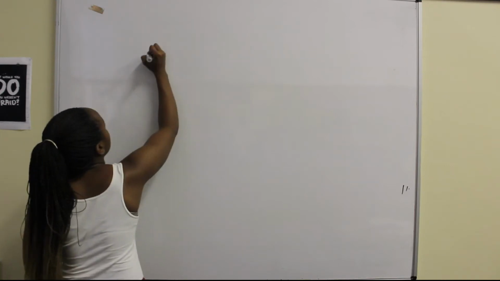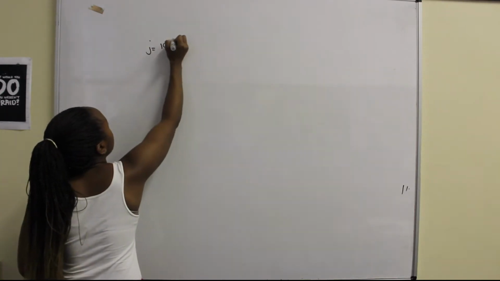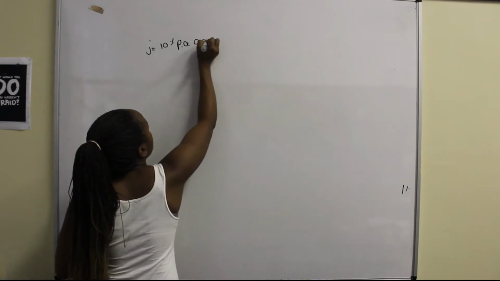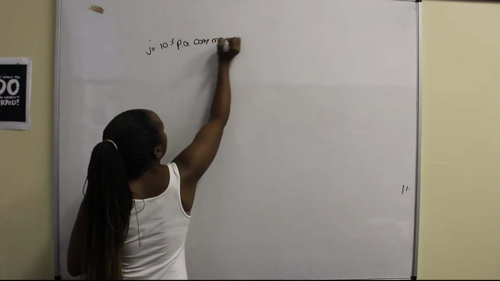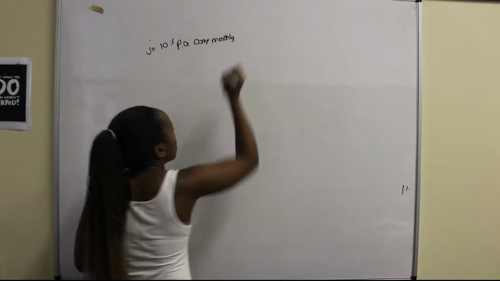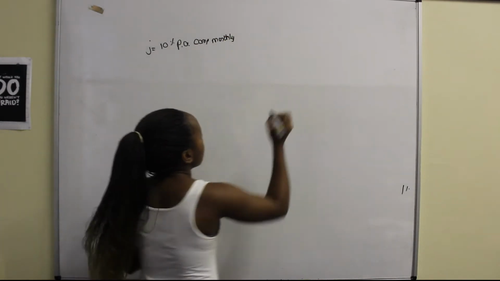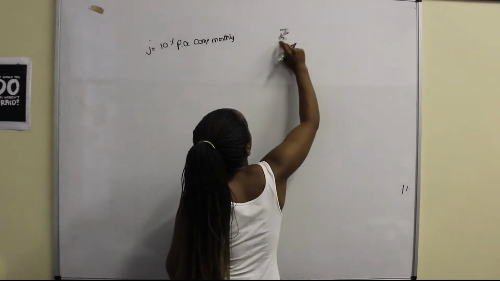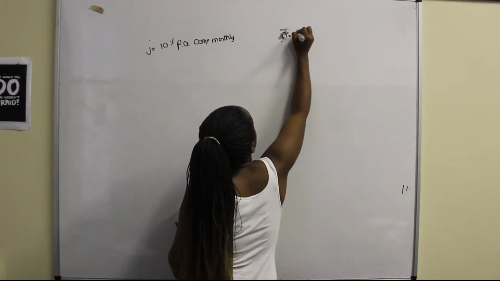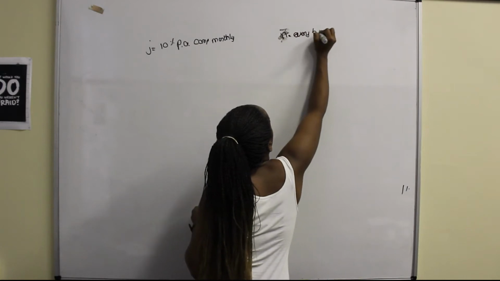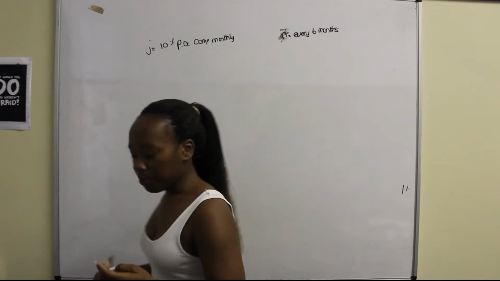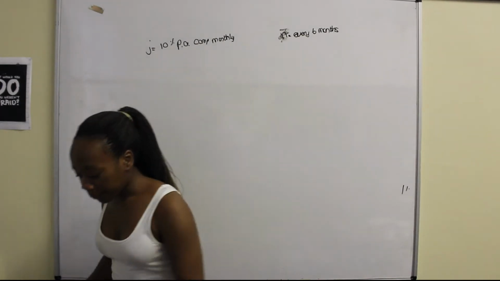That is our J. 10% per annum, compounded monthly. And this is not aligned with our payments, which are every 6 months. P. No, actually it's N. It's every 6 months. And that means we pay into the fund 2 times in a year.